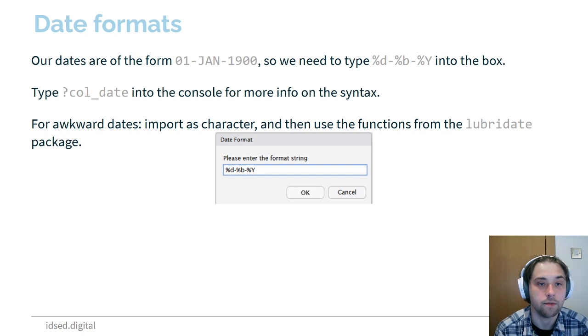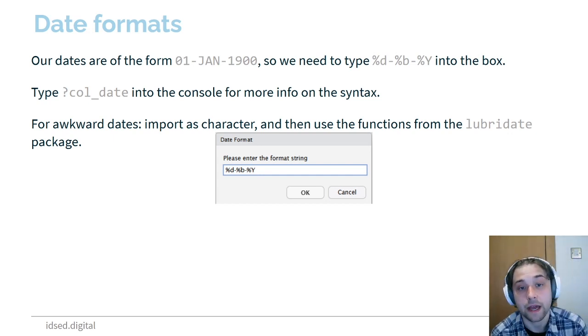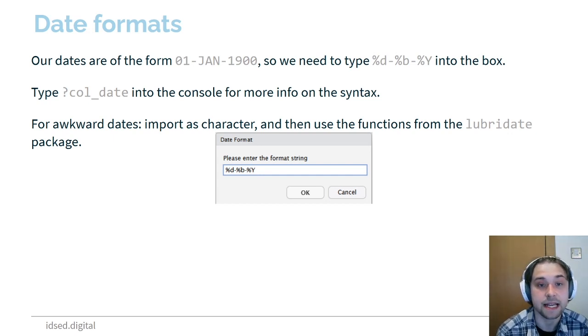Our dates are of the form date in numbers hyphen month, abbreviated month in letters, hyphen a 4-digit year. And so the thing we need to type is %d-%b-%Y. If you type ?col_date into the console, you can see what those different codes are. I'm not going to go through them here because there is an easier way actually to do this, if you're having trouble getting dates in through the box.